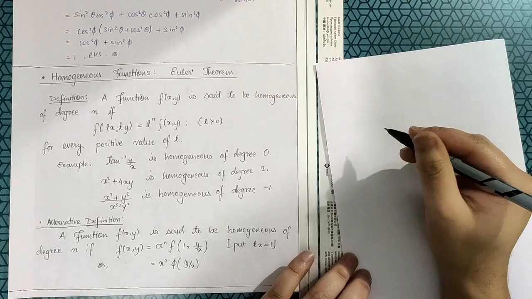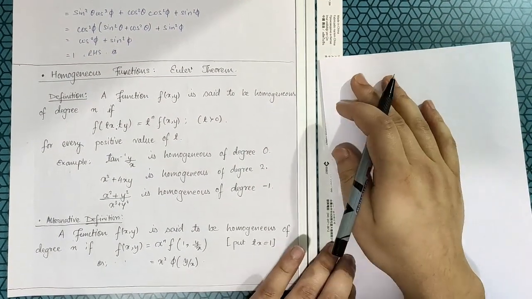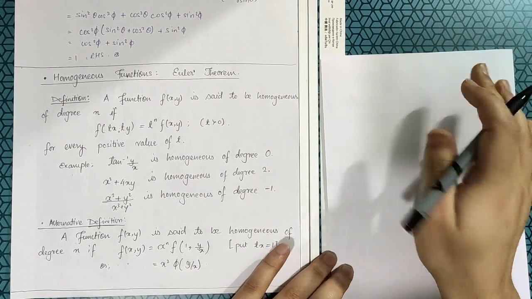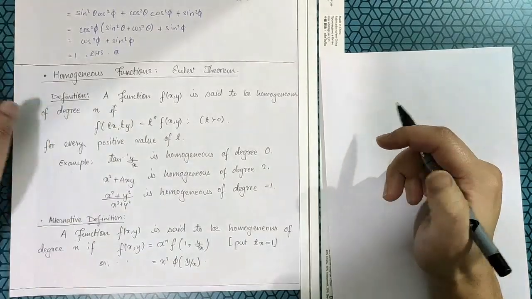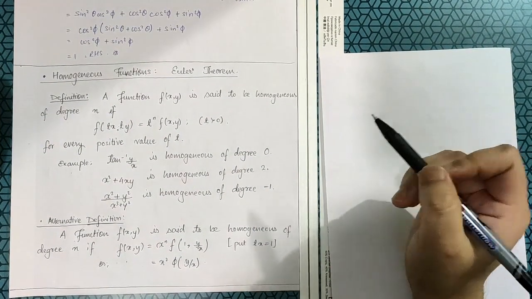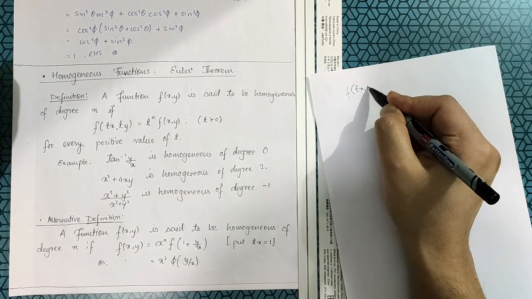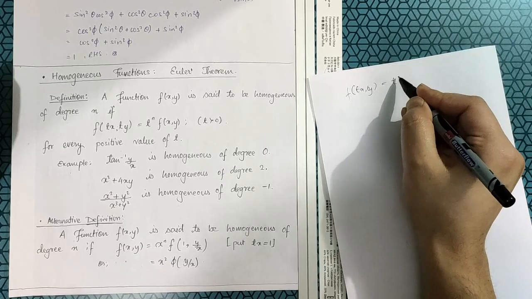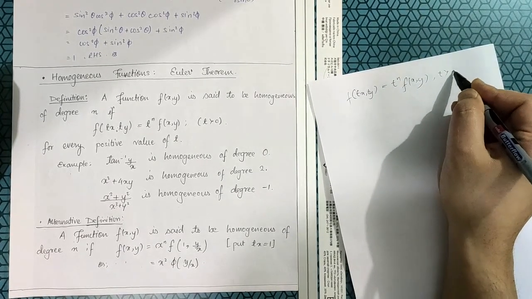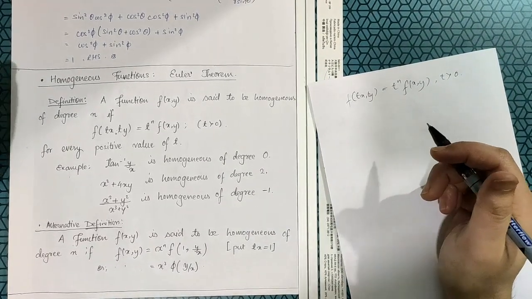Hello everybody, today we are going to do Euler's theorem. Basically Euler's theorem is done for homogeneous functions. So let us understand what are homogeneous functions. A function f of x y is said to be homogeneous of degree n if we can represent the function f of tx ty is equal to t to the power n f of x y, where t is greater than 0, for every positive value t.